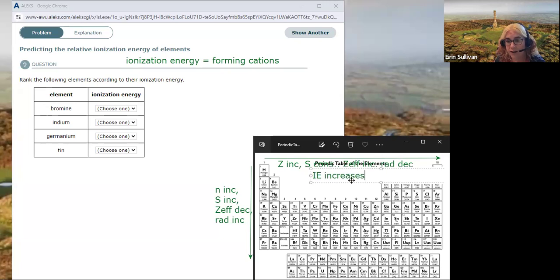And that really makes sense when you consider that the metals are on the left-hand side of the periodic table and the non-metals on the right-hand side. Do non-metals form cations? Not very often, right? So that explains that trend.